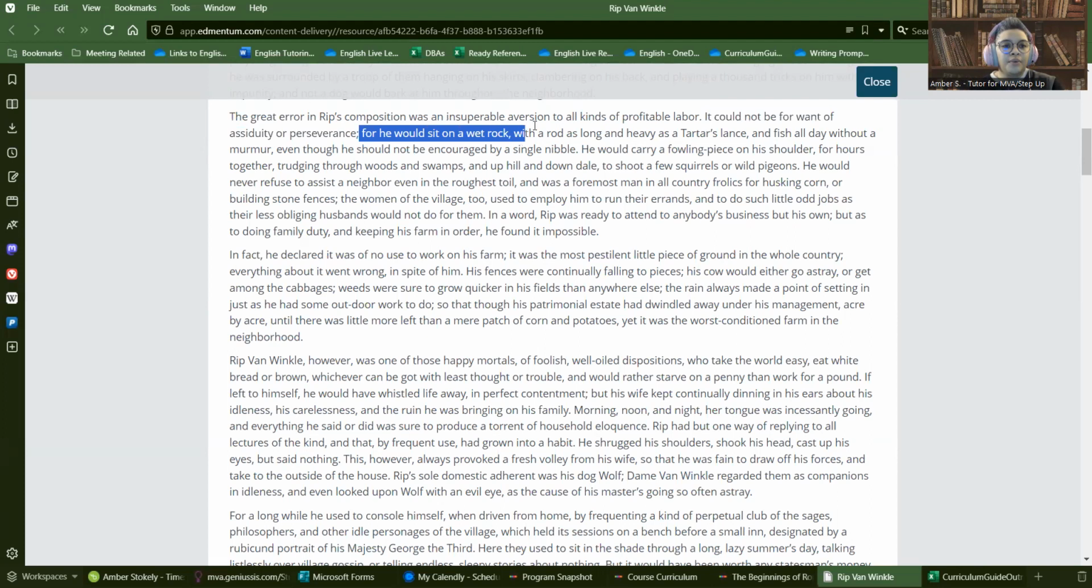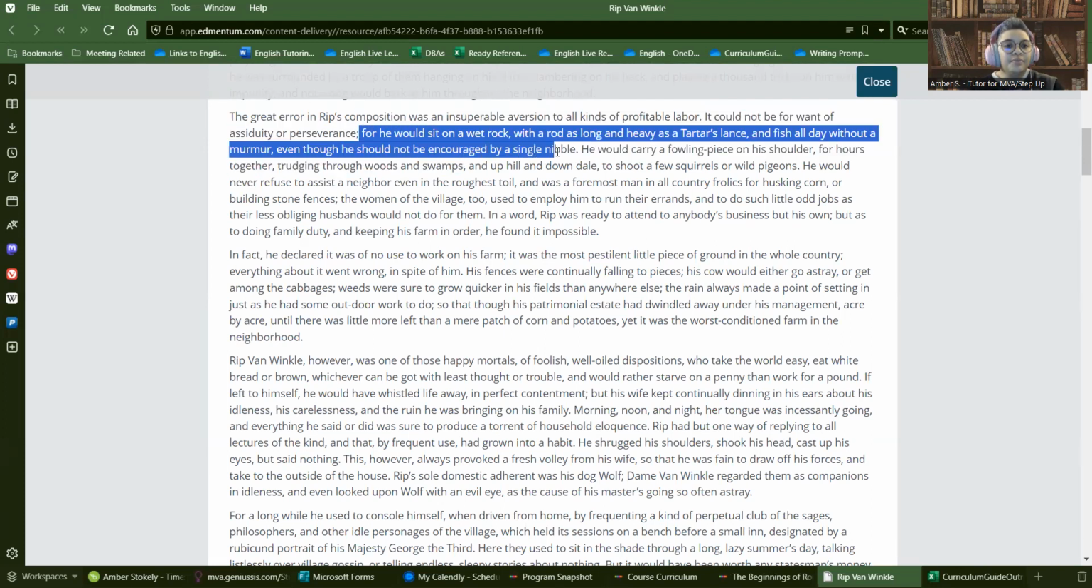"For he would sit on a wet rock with a rod as long and as heavy as a Tartar's lance and fish all day without a murmur, even though he should not be encouraged by a single nibble." So Tartar's lance is a historical reference. So just know it's a famous lance. And they're just saying that obviously he can focus and he can be persistent because he'll sit near a lake and fish all day even without getting a bite.